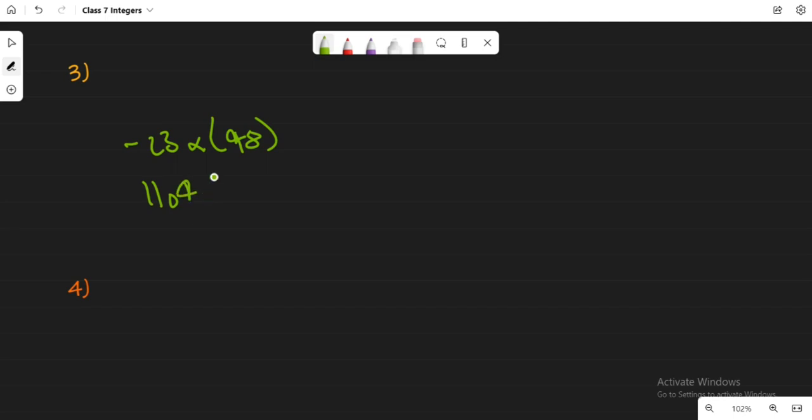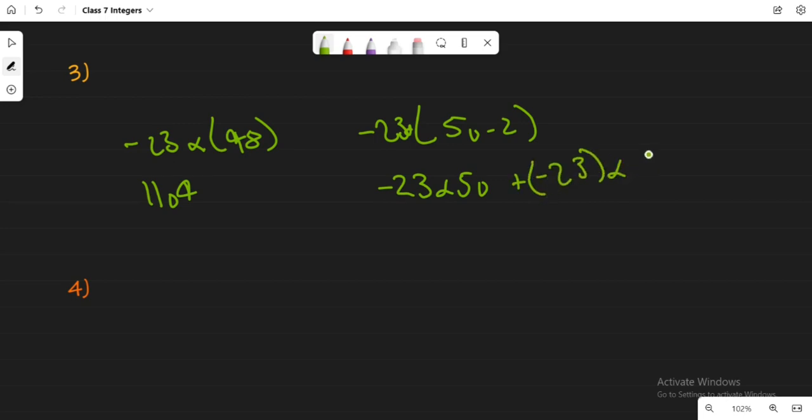If we do the easier method, for minus 23 into 48, we can write 48 as 10 plus 38, but to make it a lot easier, we can write it as 50 minus 2. Now this becomes minus 23 into 50 plus minus 23 into minus 2. Sorry, this will become minus 23 into minus 2.